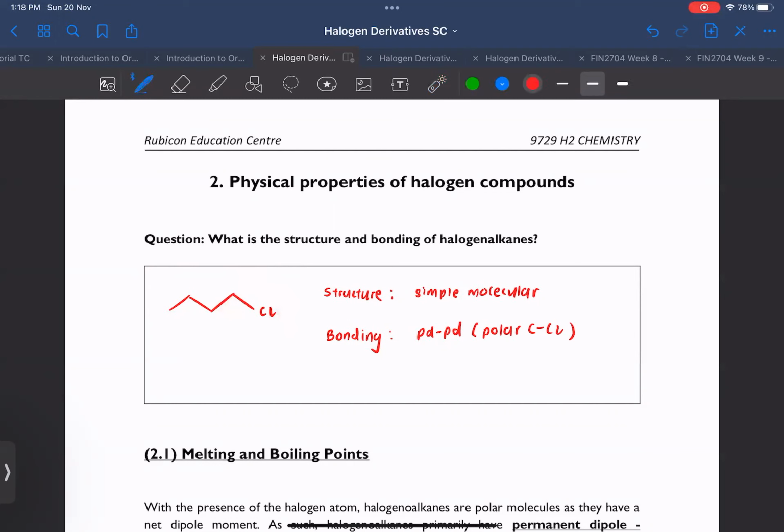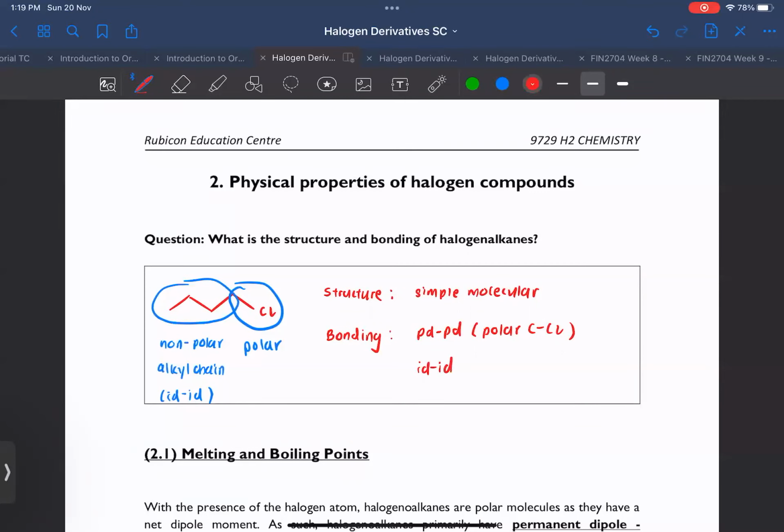Imagine this: if just a small little bond here is polar, you also have to realize that a majority of the molecule is in fact non-polar. So if it's non-polar, a majority of the molecule also has ID-ID attractions. And just take note, this is how you describe the non-polar part of the molecule. We call that a non-polar alkyl chain, and then you specify that this is held by ID-ID attractions. So yes, there are actually two interactions in this compound.